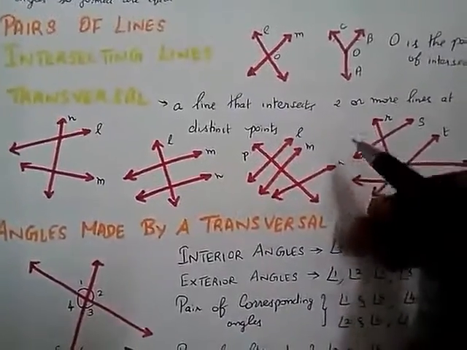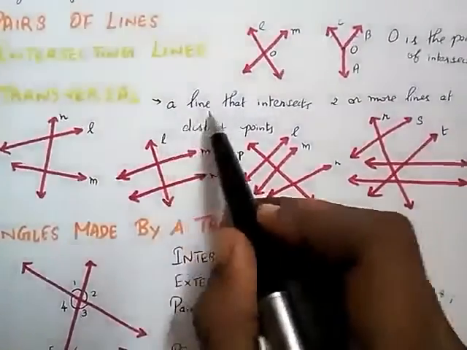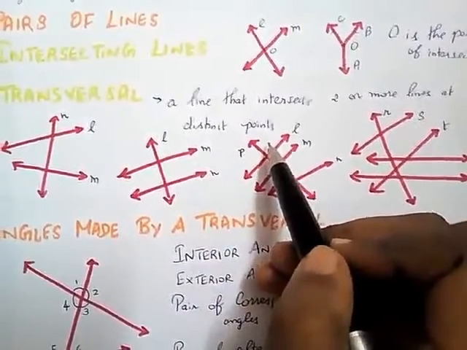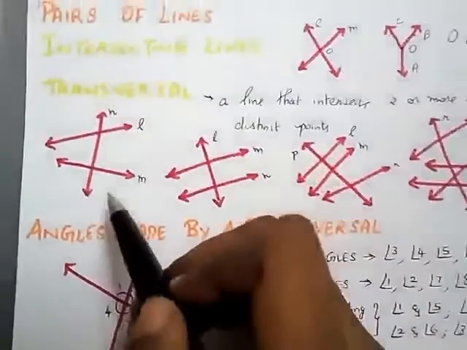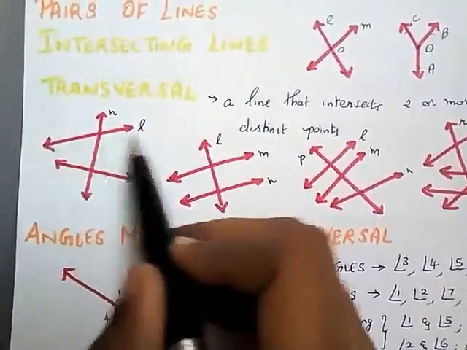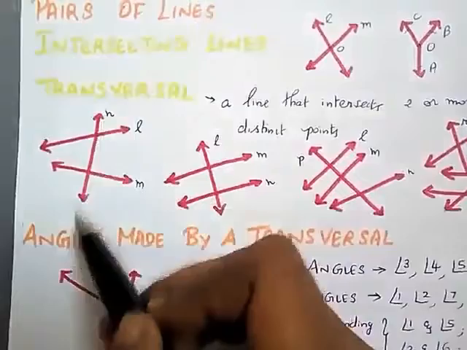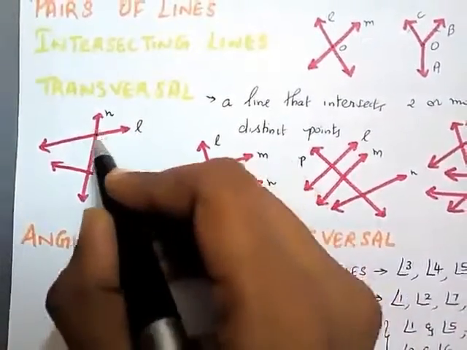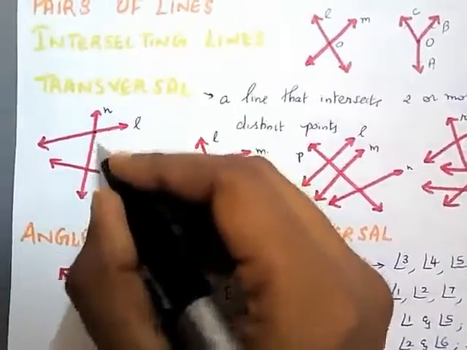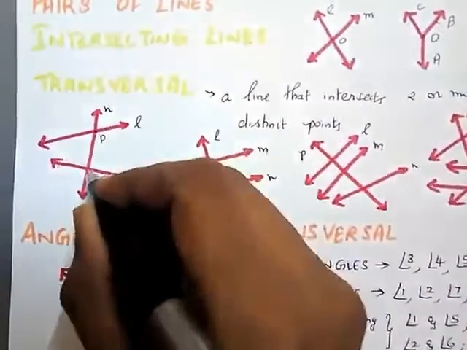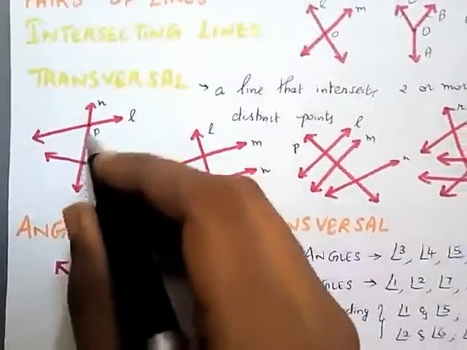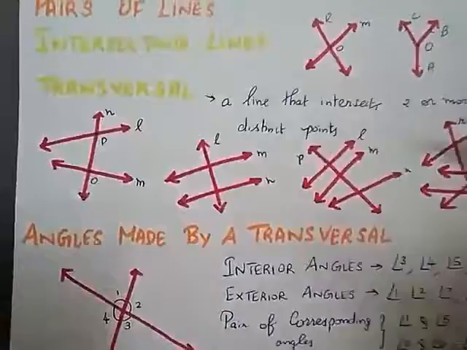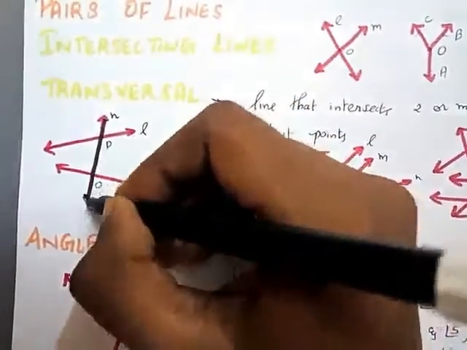The next is a transversal. A transversal is a line that intersects two or more lines at distinct points. So, for example, in this diagram, we have lines L and M, which are intersected by line N at two distinct points. On line L, N intersects at point P, and on line M, N intersects at point Q. So, line N is a transversal.